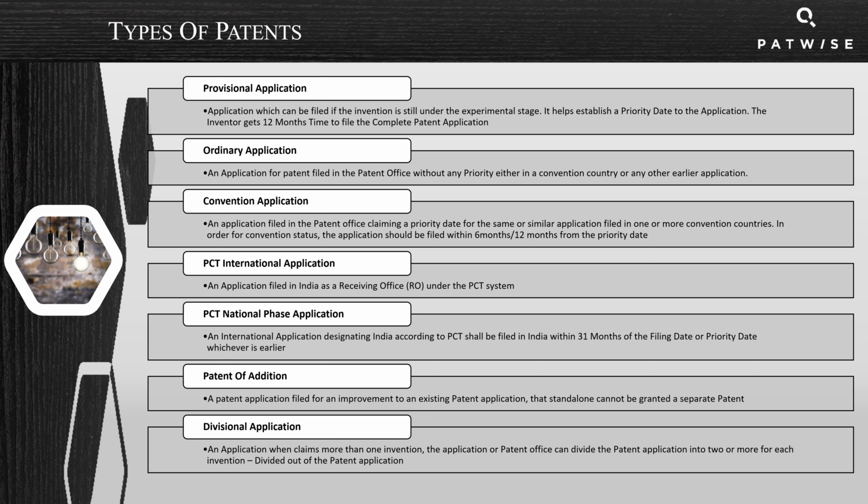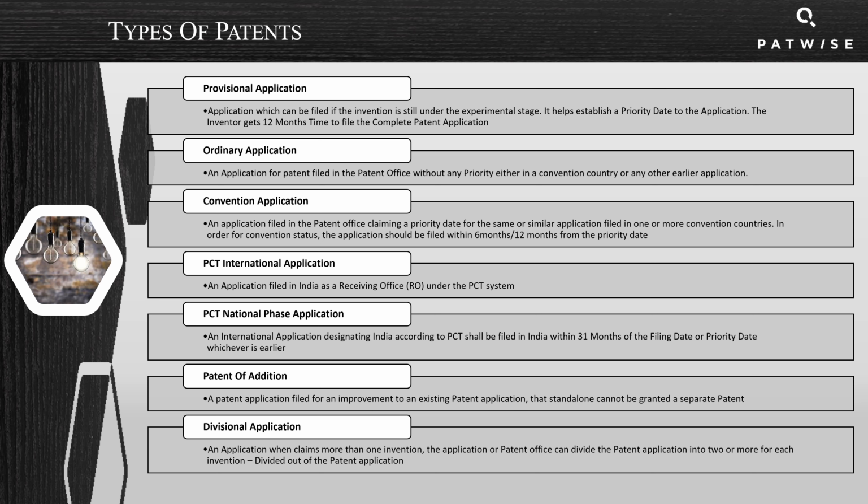A PCT application is an application that is filed in India as a receiving office under the PCT system. A PCT national phase application is when an international PCT application enters into the national stage process. This generally happens within 31 months from the first filing date or the priority date.